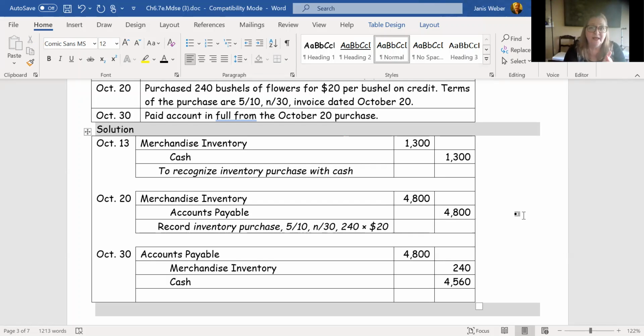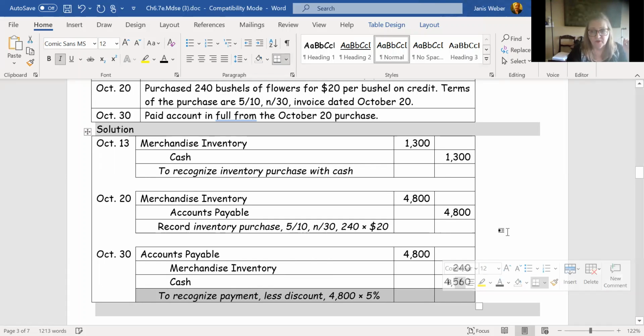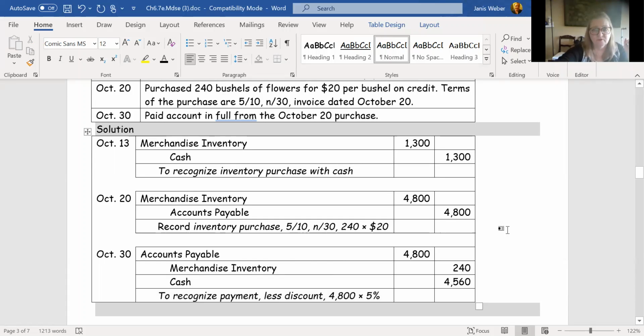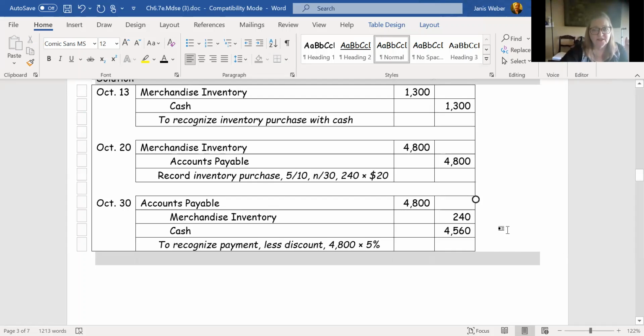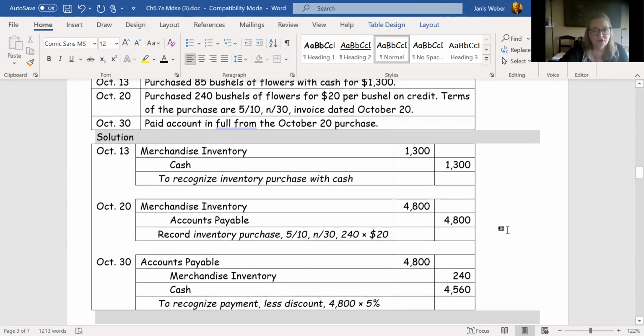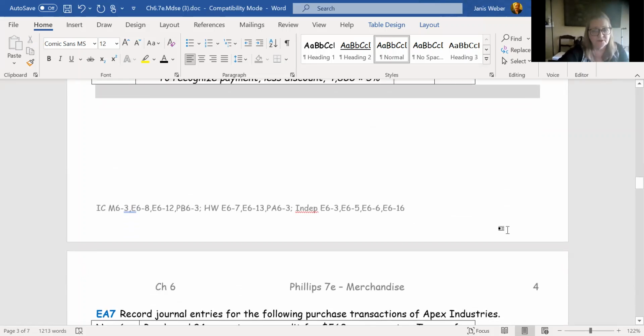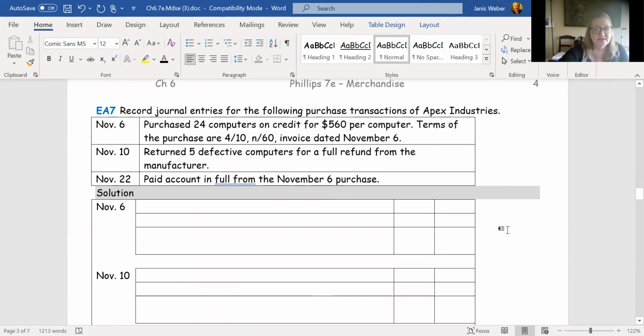So we're only having to pay a check for the difference between the full amount, or the gross amount, of $4,800 and the discount. $4,800 minus $240 leaves us with a balance due of $4,560. They've got descriptions on this one, so I'll just reveal it. You don't have to put descriptions for journal entries for me on the test, but you can. It makes it easier for someone just glancing at it, but you can just look at the transactions and see what happened too. All right, the next one's EA7.